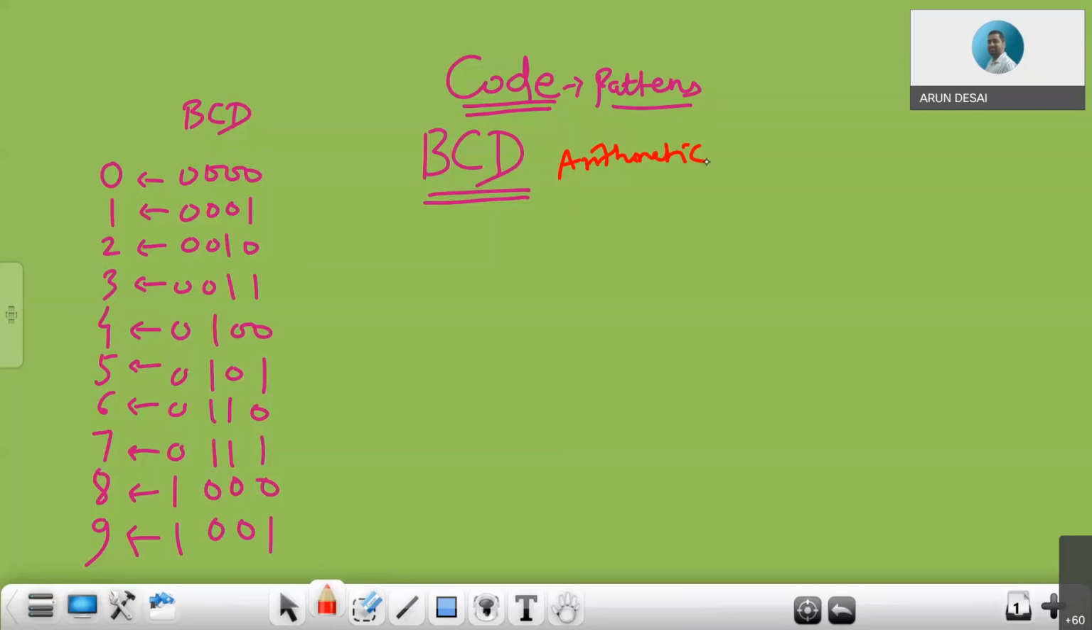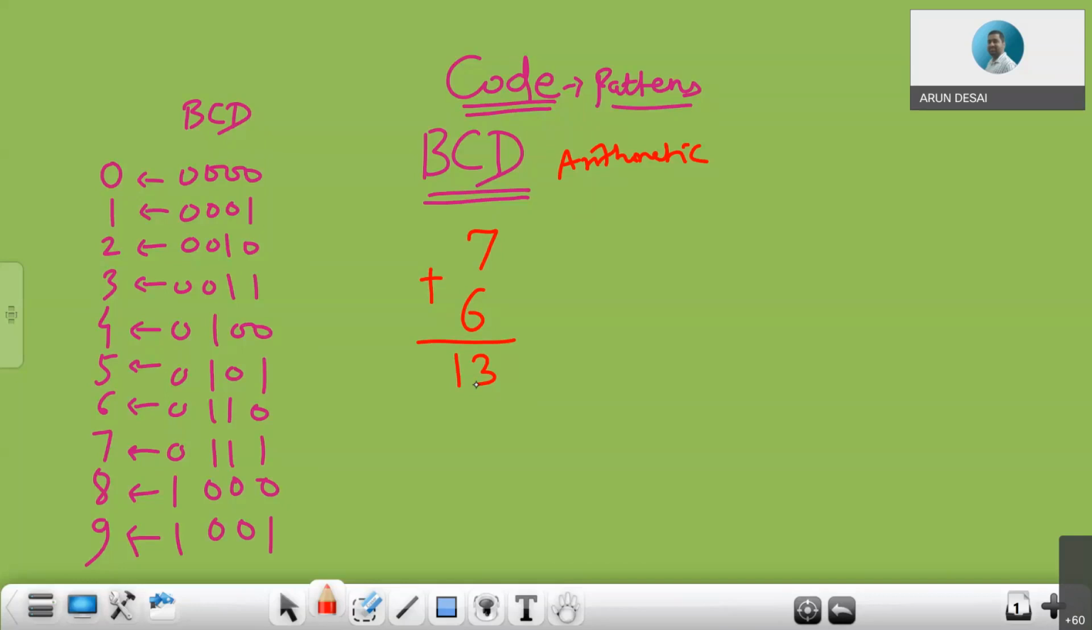So what I need to do here is I have two numbers, 7 and 6. I need to add these, and the addition is 13. So how do we add this?